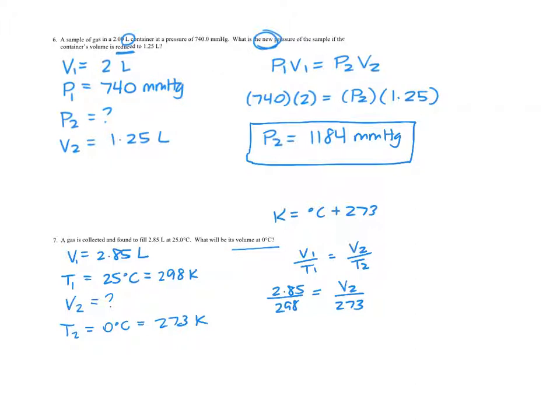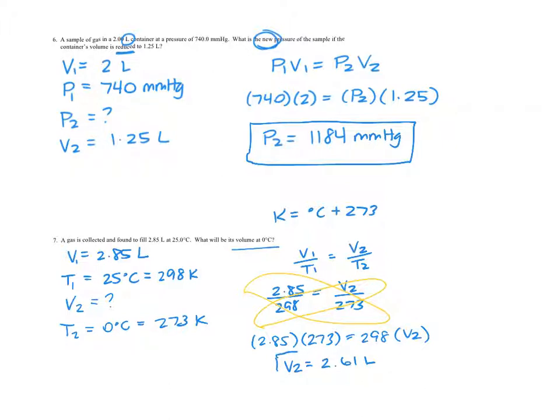So again, you're going to remember, you're going to cross multiply here. Cross multiply to solve. So when you cross multiply, you're going to do 2.85 times 273 equals 298 times V2. Then you're going to use your algebra and solve for V2, and you're going to get 2.61 liters, and I know it's liters because the initial volume was liters. Same technique as we go, same technique.